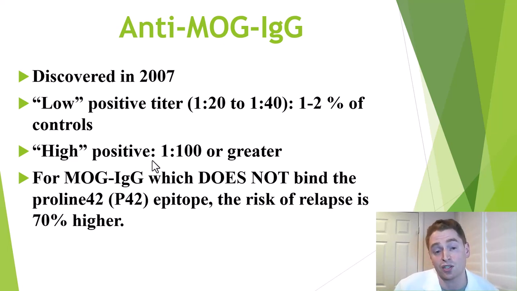However, high positive results of 1 to 100 titer or greater are much less common in the general population, and they're more consistent from lab to lab. If you have a low positive result, it could be positive in one lab but negative in another lab, whereas a high positive result is much more convincing. According to one study, the specific epitope of the antibody could be significant. Now, this sort of thing wouldn't be commercially available, but this study found that if anti-MOG does not bind the proline 42 epitope, the risk of having a relapse is 70% higher. So maybe in the future we'll be able to predict who has a relapse with greater efficiency.